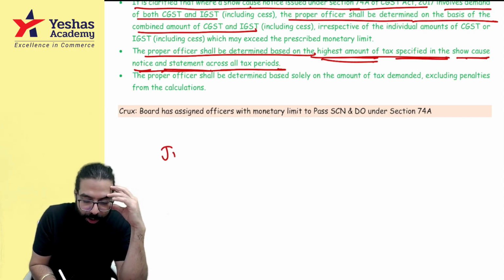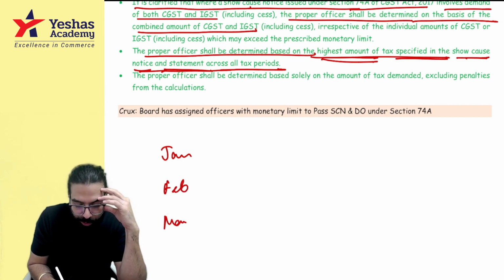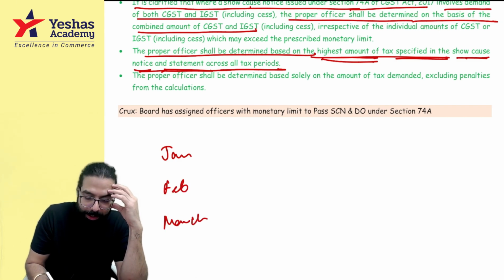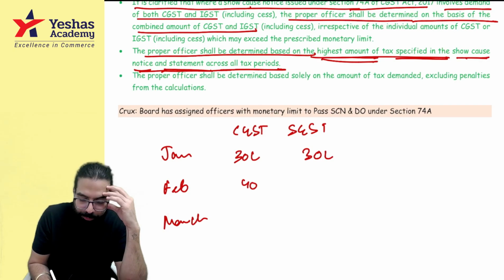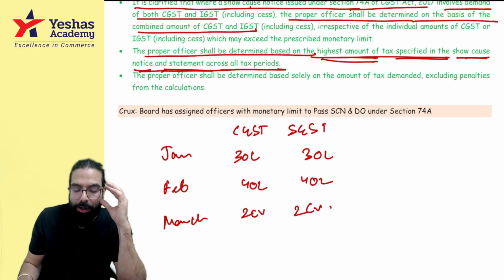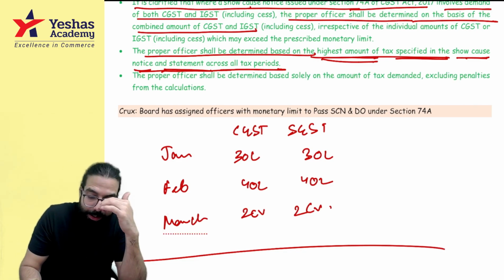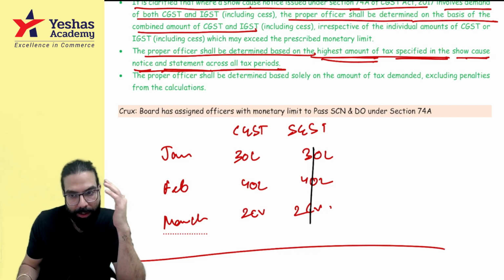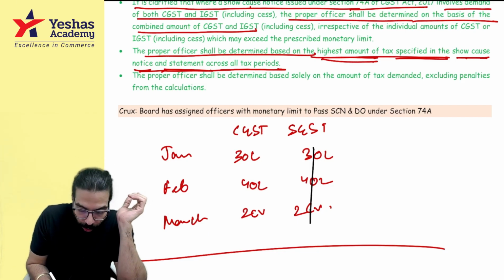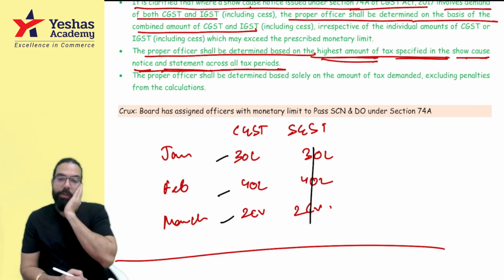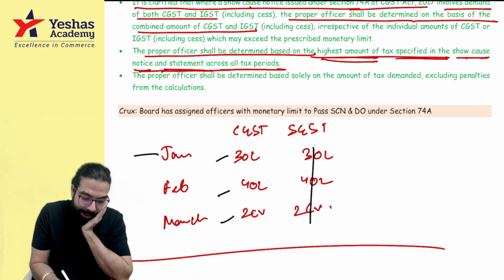For example, you did a fraud for January, February, and March. For January, I'll take the CGST amount and SGST amount. Here it is 30 lakh, and here it is 30 lakh, here it is 40 lakh, 40 lakh, here it is 2 crore and 2 crore rupees. Can you tell me, everyone, which officer will give you a show cause notice and demand order? Here they are telling, first of all, don't see the SGST amount, correct? Secondly, in all these three, you have done this fraud in three periods; this is one tax period, this is another tax period, this is another tax period.